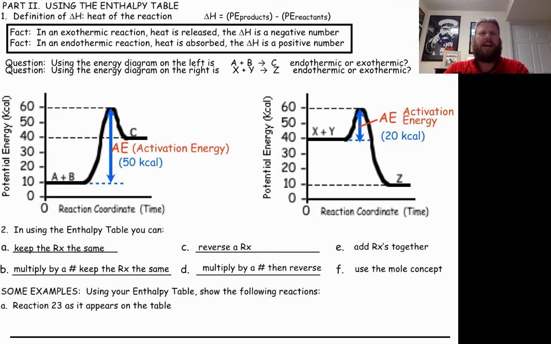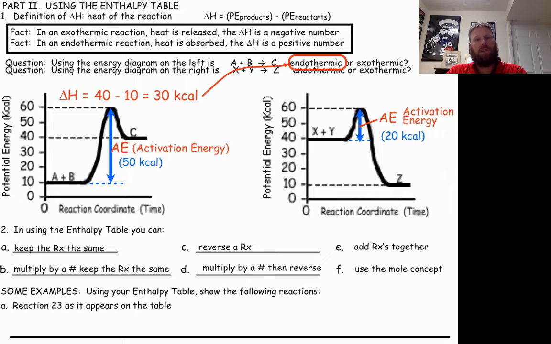So, which diagram represents an endothermic process and which an exothermic process? To determine this, we simply need to read the diagrams and find the difference in energy between the products and the reactants. So in the diagram on the left, the products have an energy of 40 kcals, while the reactants have an energy of 10 kcals. So the enthalpy for this process is a positive 30 kcals. A positive value for delta H represents an endothermic process.